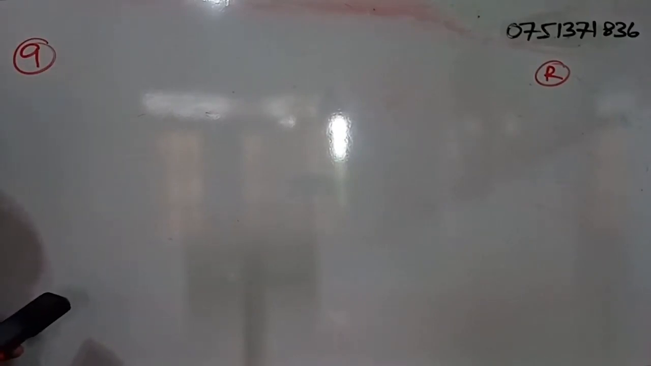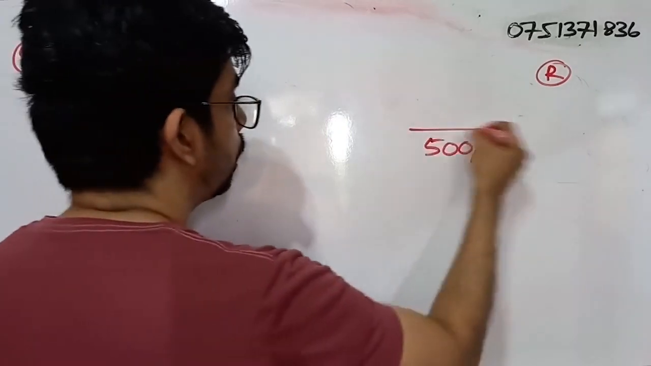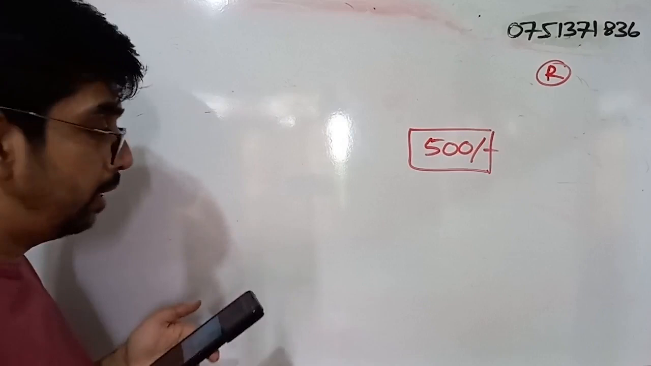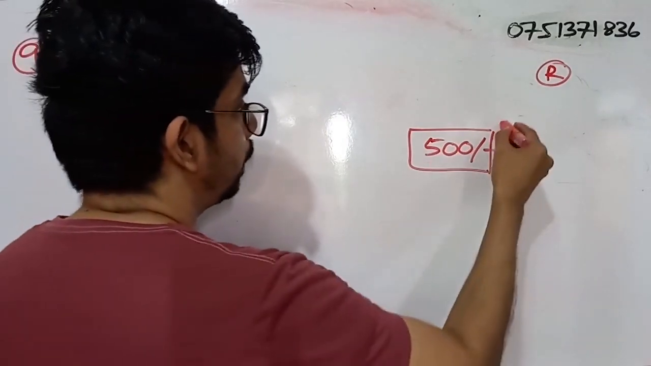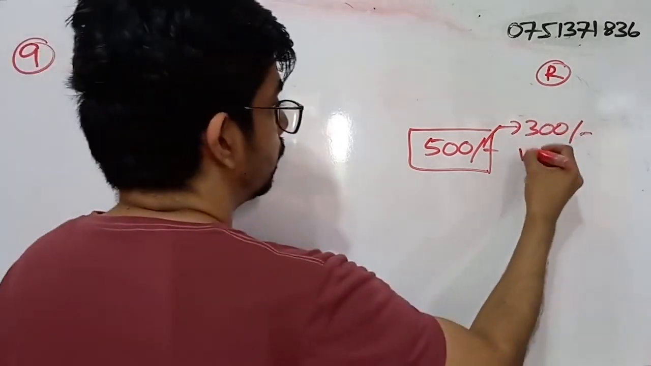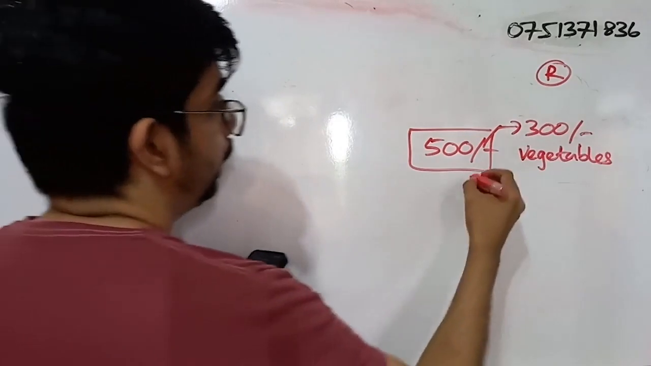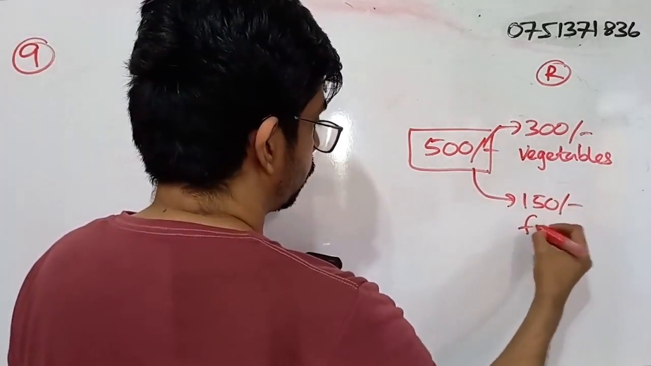Now we will go to question number 9. Mother went to the market with 500 rupees in hand, spent 300 rupees to buy vegetables and 150 rupees to buy fruits. So we will write 500 rupees, that is the total amount of money that she had when she went to the market. Out of this 500 she spent 300 rupees to buy vegetables and another 150 rupees to buy fruits.